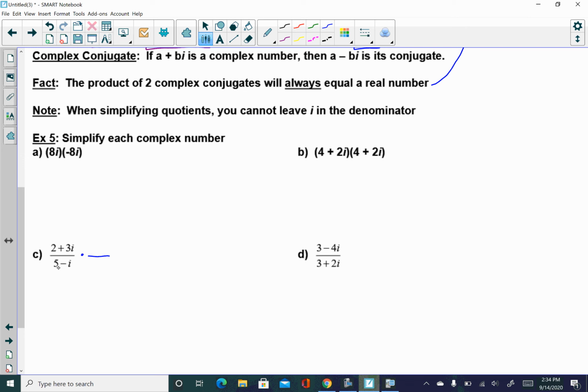So whatever you do to the bottom, do to the top. Remember, the only thing that you change is that middle sign. So this will just turn into 5 plus i. Just do it to the top and the bottom. And then it just turns into foiling on top and bottom. So up top, you're foiling 2 plus 3i times 5 plus i.